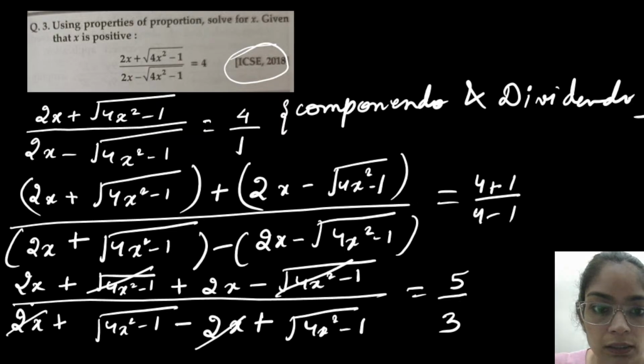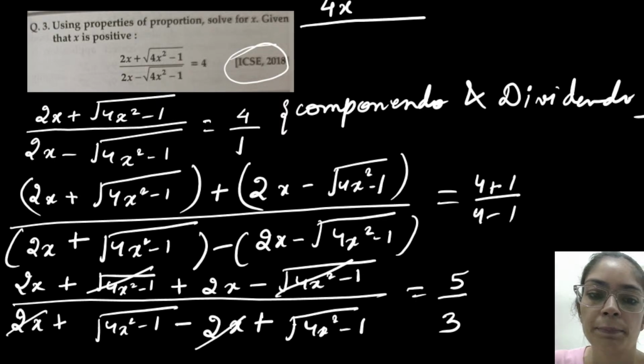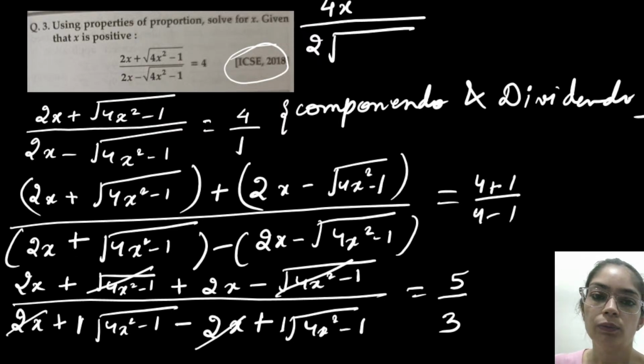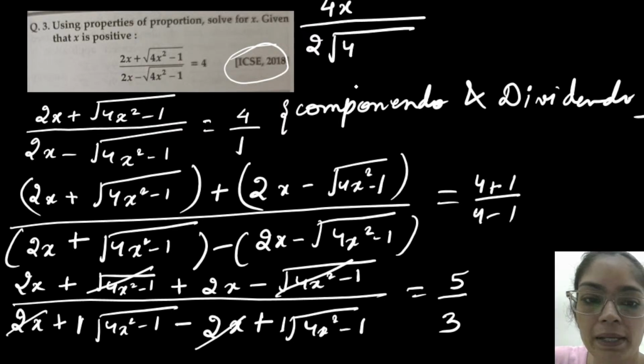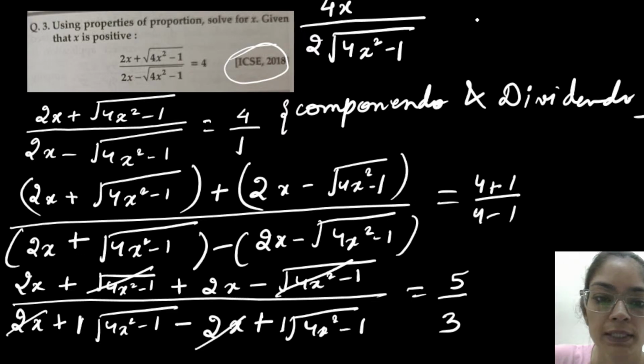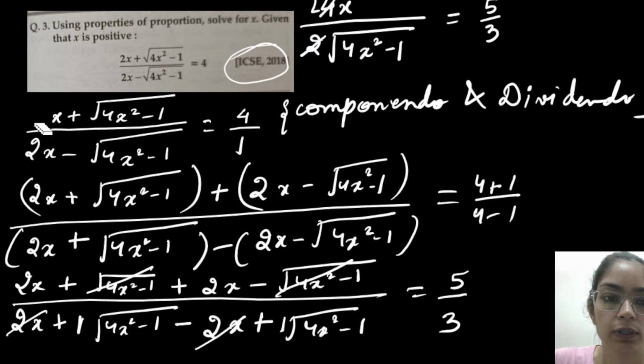So what we are left with now: 2x plus 2x, like terms we can add, so this is 4x by root 4x square minus 1 plus root 4x square minus 1. This is 1 root 4x square minus 1, and this is also 1, so here I'll get 2 root. Don't add inside the root, don't make this 4x as 8x. So this will be 4x by 2 root 4x square minus 1 is equal to 5 by 3. Now we can do cancellation here: 2 into 1, 2 into 2. I'm just going to clear this one.